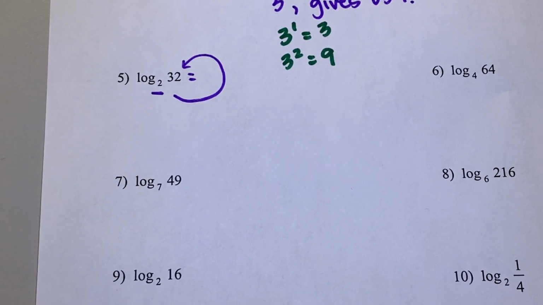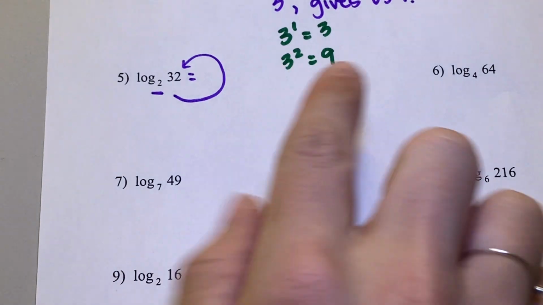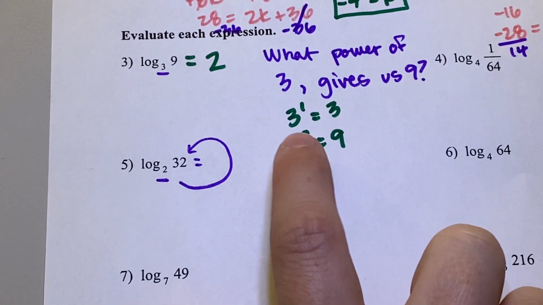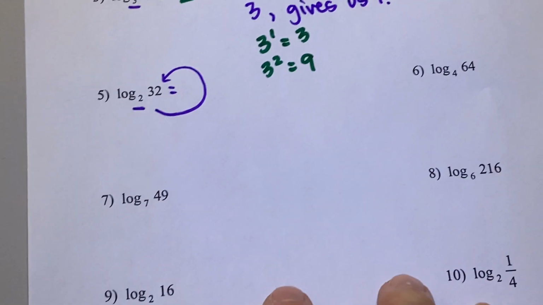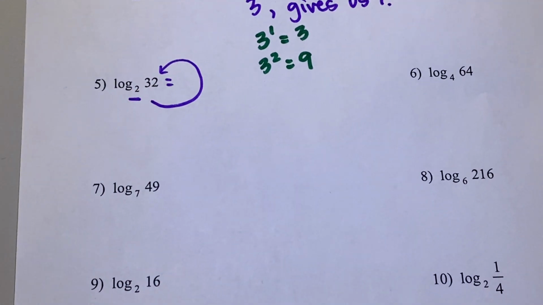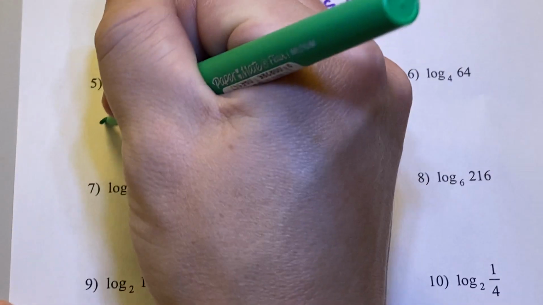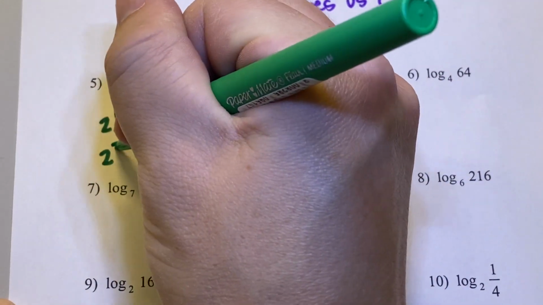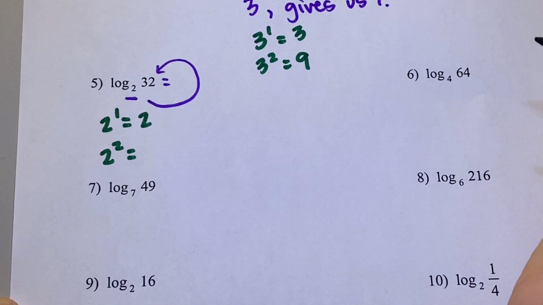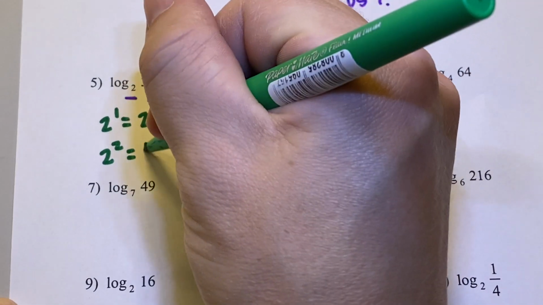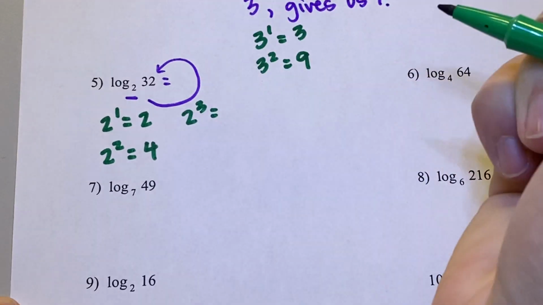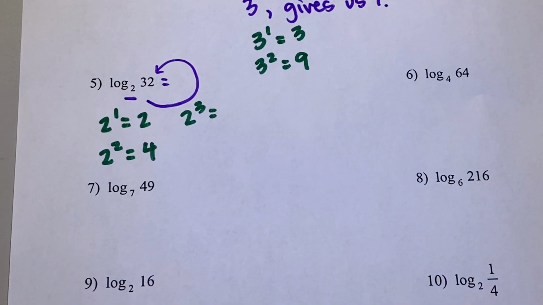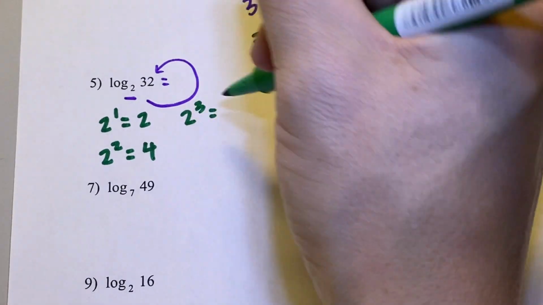Awesome. Okay, so on numbers 3 through 10, we can do the guess and check method, just like we did on number 3. Is it 3 to the first? No. 3 to the second? Yes. That gave us 9. So let's do some guess and check for 2. If my base is 2, it's probably not going to be 2 to the first power, because that is 2. What's 2 squared? 2 times 2, 4. 2 cubed: 2 times 2 is 4, times another 2. What's 4 times 2? 8. So 2 cubed is 8.